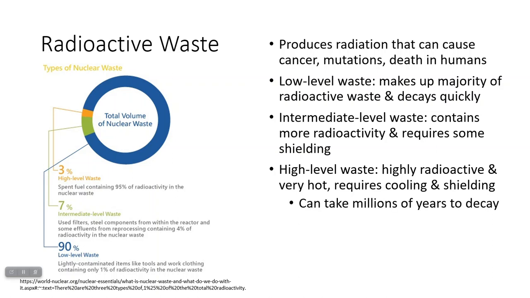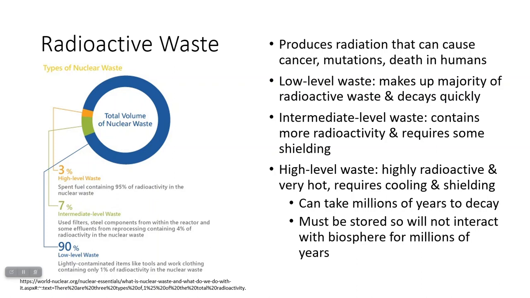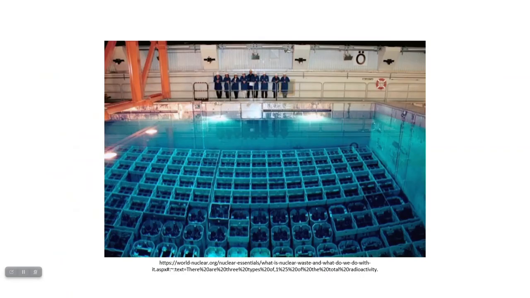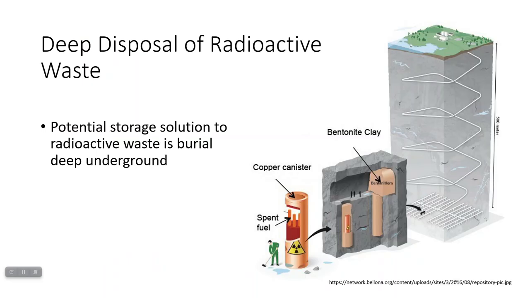This stuff can take millions of years to decay, and it's the stuff that needs to be stored long term so it doesn't interact with the biosphere and risk damaging organisms. So this is just a picture showing some cooling high level radioactive waste. These are spent, or used, fuel rods. The fuel has been used up. You dunk them in a pool of water to help them cool down. And then once they have stopped emitting as much radioactivity and once they have cooled down in temperature, you can then put them in dry storage somewhere.